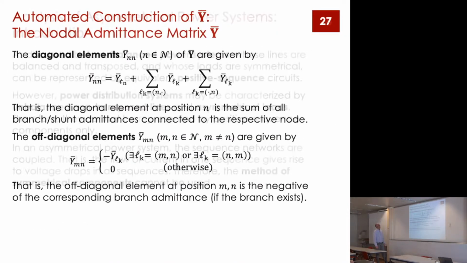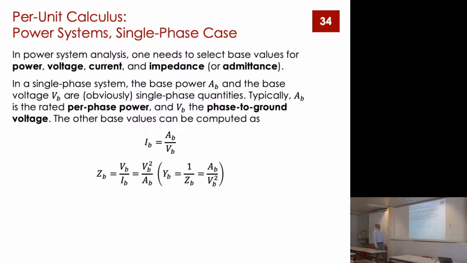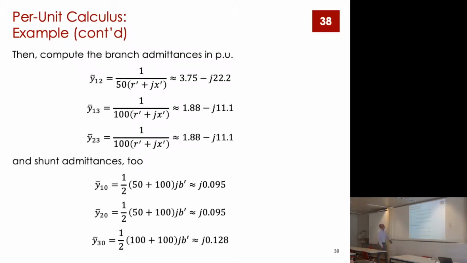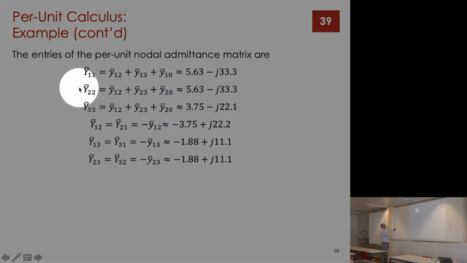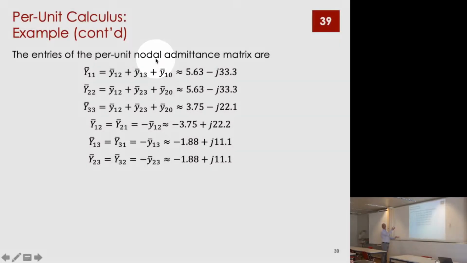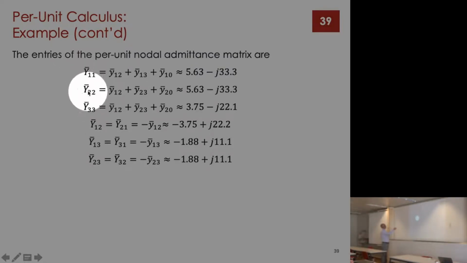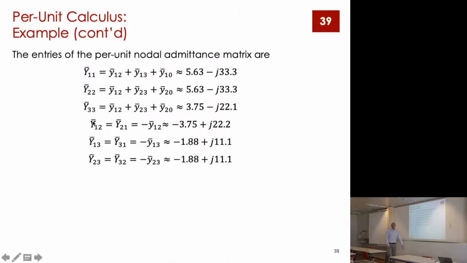So let me go forward. I have all the branch admittances and all the shunt admittances. And this is the computation of the admittance matrix. So the capital Y11 is equal to y12 plus y13 plus y10, because of the topology of the system. Y22 and Y33, same story. These are the diagonal elements of the admittance matrix, and these are the off-diagonal elements. This is it.